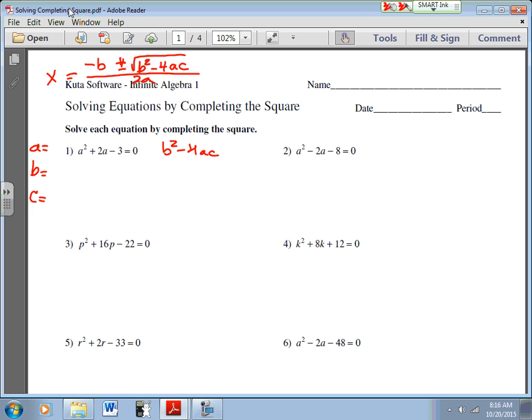Now, the fact that they're using a squared plus 2a minus 3, that's the same as saying 1x squared plus 2x minus 3 equals 0, okay? You with me right there? Yeah. The a value is 1, b value is 2, c value is negative 3.